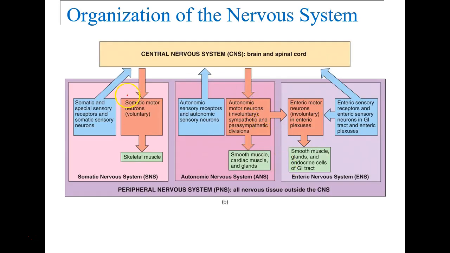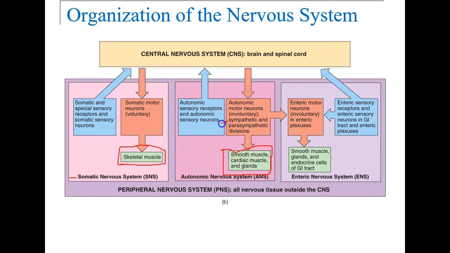To further break it down, we see the peripheral nervous system is broken into 3 different parts. We have the somatic nervous system, which is going to control skeletal muscles. The autonomic nervous system, this is where we think of our automatic responses, our involuntary responses. This is going to control smooth muscle, cardiac muscle, and glands.